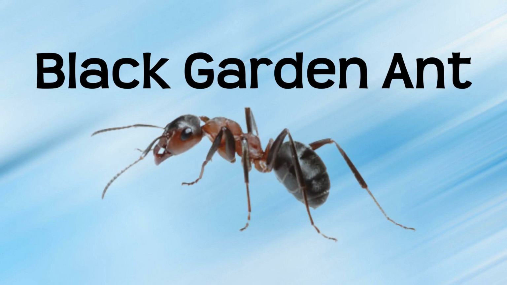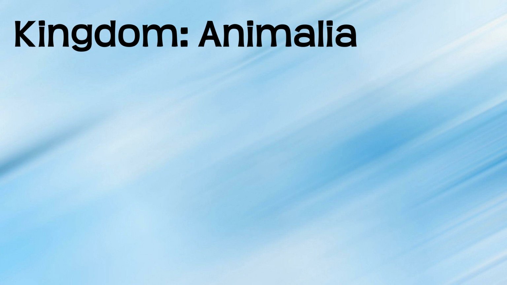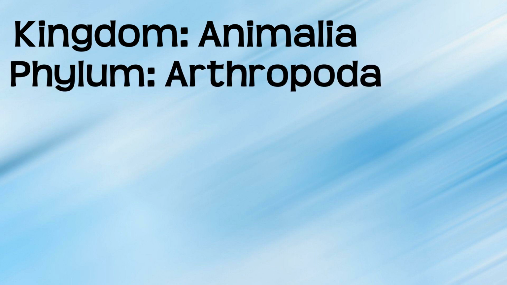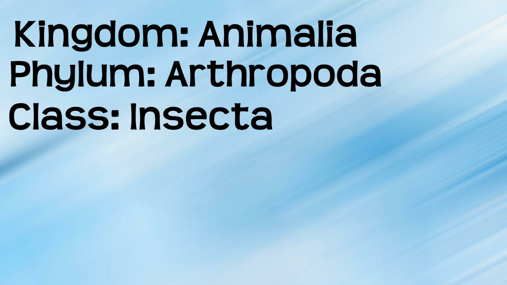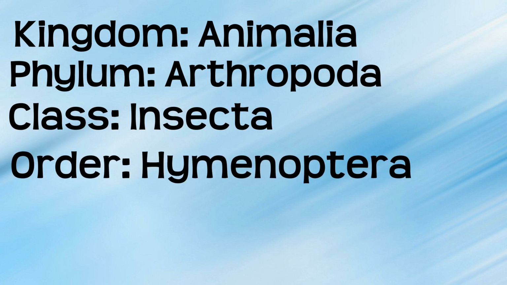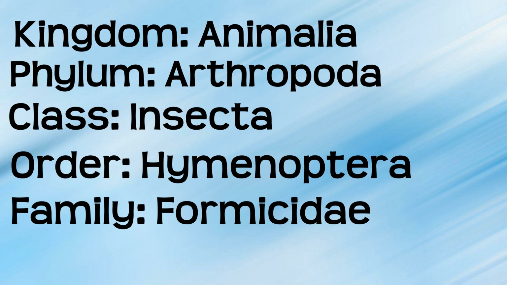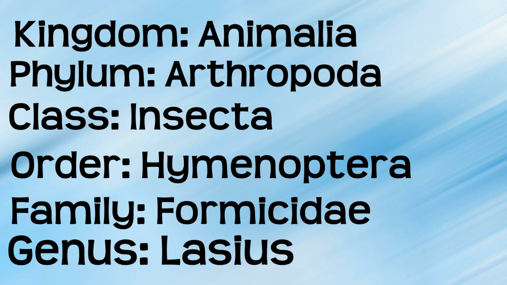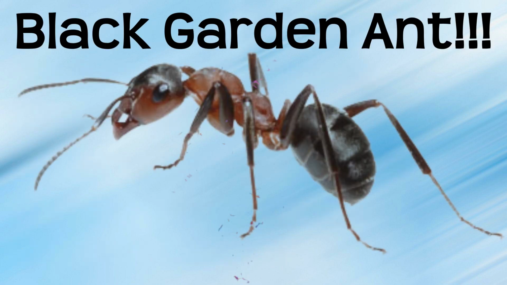Now let's try and classify a black garden ant. Black garden ants are first put into kingdom Animalia, then they are put into phylum Arthropoda, then class Insecta, then order Hymenoptera, then family Formicidae, and then genus Lasius. And finally, we reach species, where we find the black garden ants.